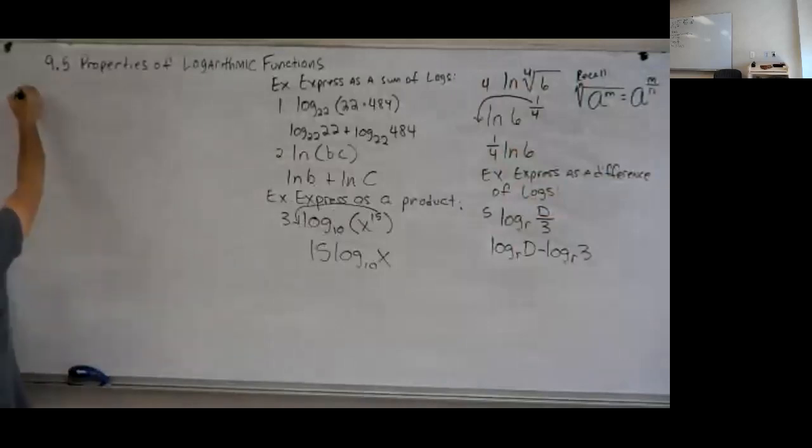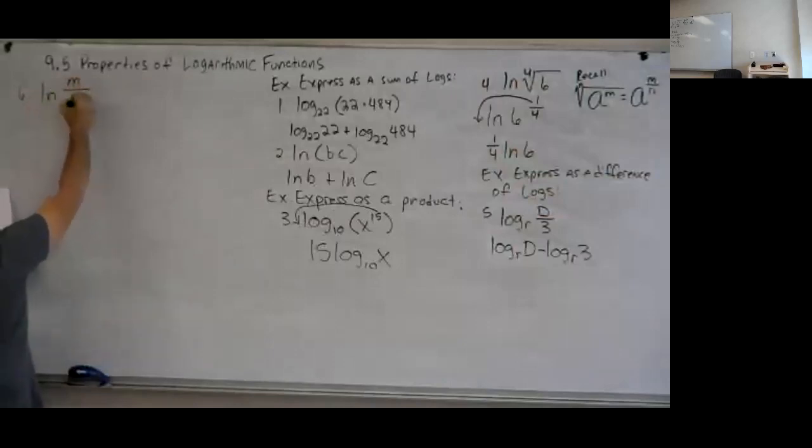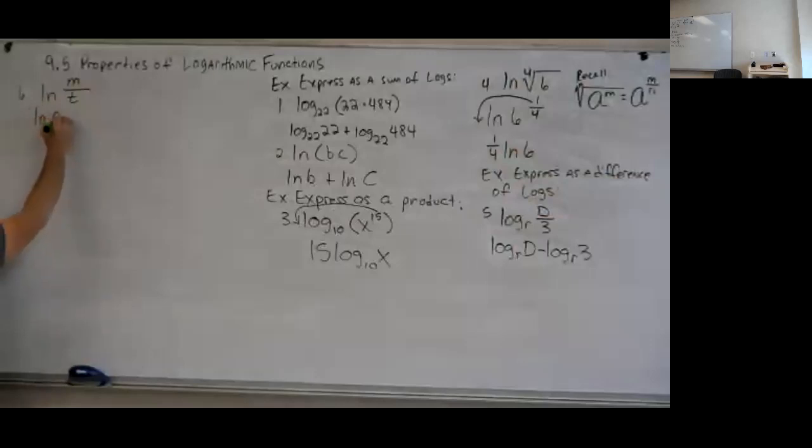All right, so for 6, they'll probably do it with the ln, so let me see what they did here. I've got ln of a little m divided by a little t. Well, that should be pretty quick, right? Top minus the bottom, so it's going to be ln of m minus ln of t. So those 6 problems, we're just getting y'all used to their little properties, okay?